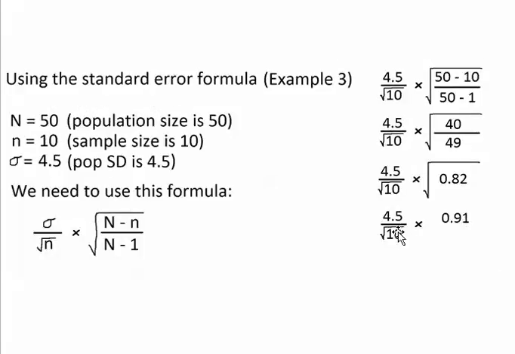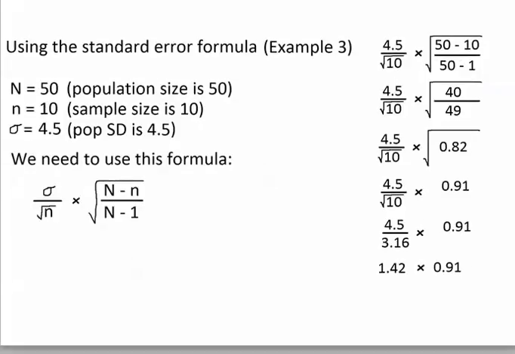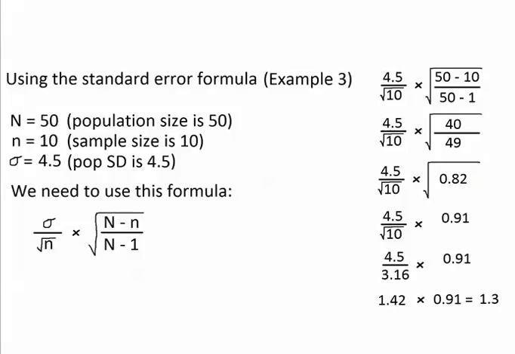Now we have to deal with this square root right here. We have to take the square root of 10. The square root of 10 is 3.16. Now we just divide this fraction. 4.5 divided by 3.16 is 1.42. And then we just multiply. 1.42 times 0.91 is 1.3 if you round the answer. So that's our standard error.